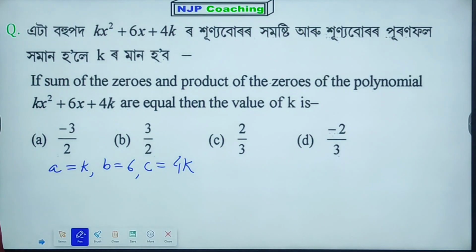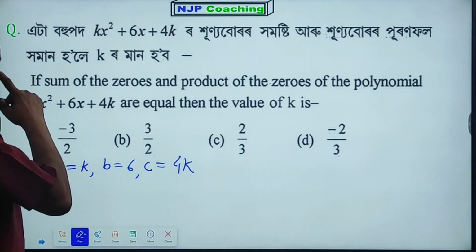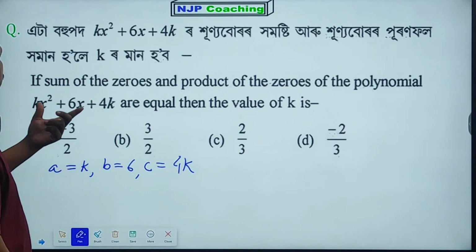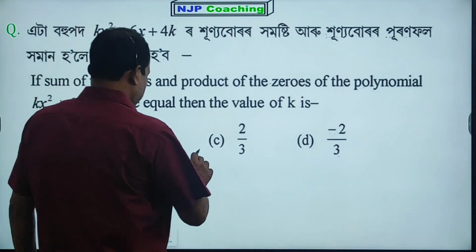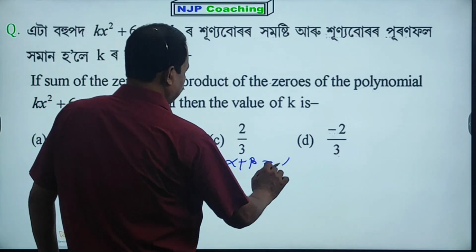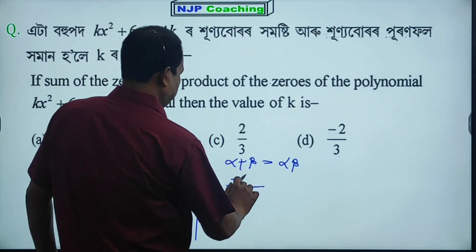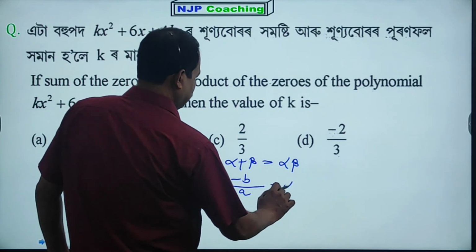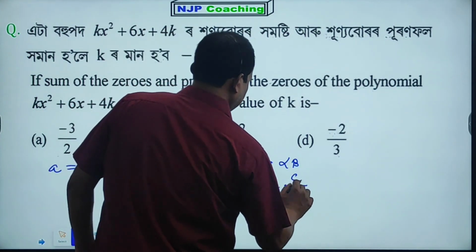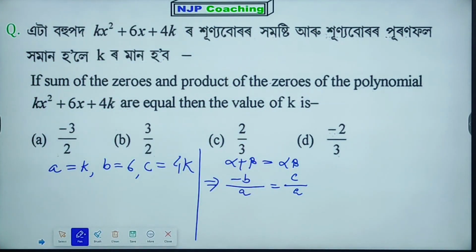If we compare to the standard form, it is given that the sum of the zeros and the product of the zeros are equal. So what is the condition? Alpha plus beta is equal to alpha beta. So what is the formula for alpha plus beta? Minus b by a. And what is alpha beta? Alpha beta equals c by a.